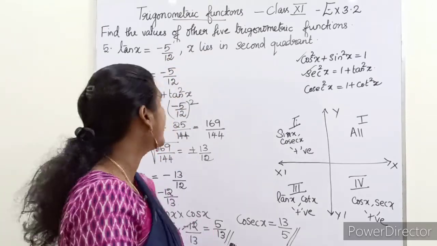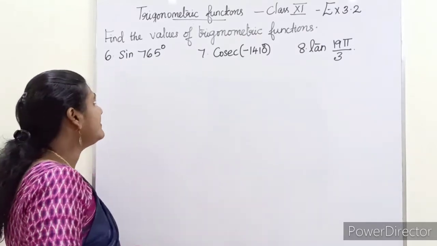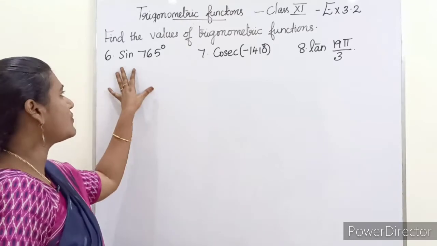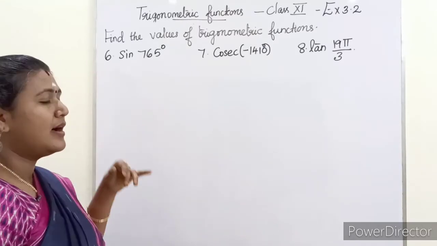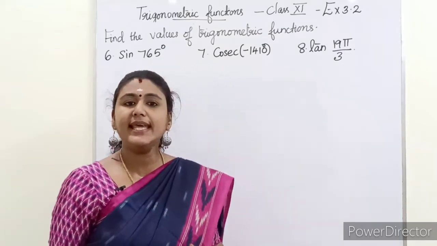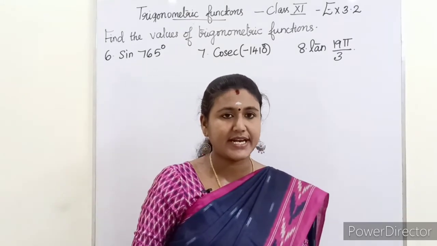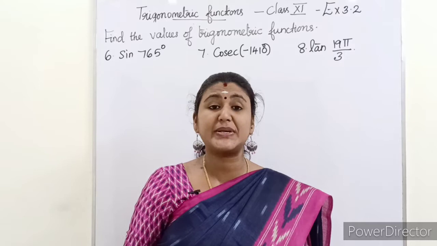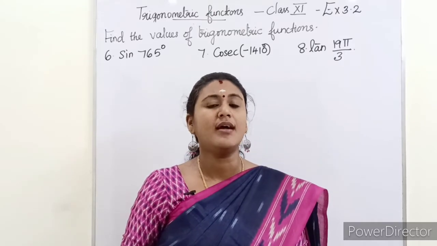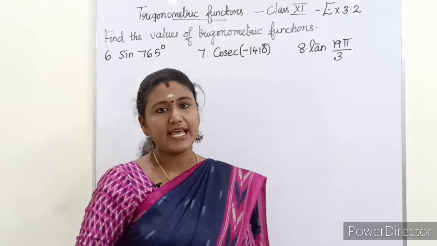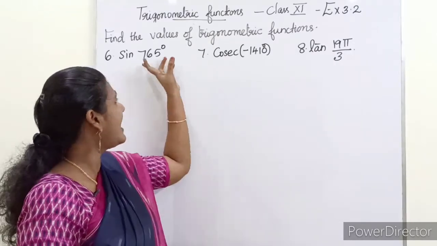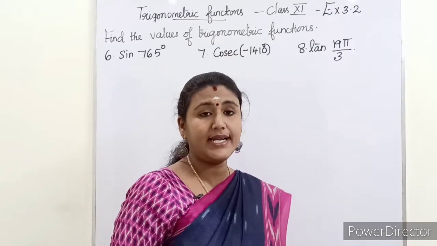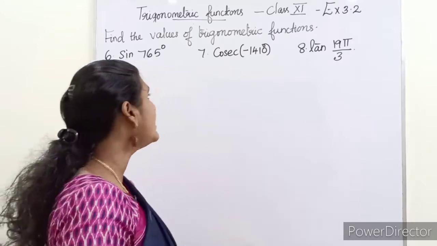Now the next question. Find the values of trigonometric functions. So in this type of question, we have to find the trigonometric values of any angle. In class 10 you have studied only up to acute angles. We have studied the trigonometric values of specific angles, 0 degree, 30 degree, 45 degree, 60 degree and 90 degree. Here in this question you will have any angle and even negative angles will be there. So how to find the trigonometric values of these angles?